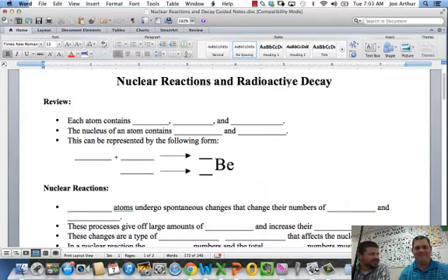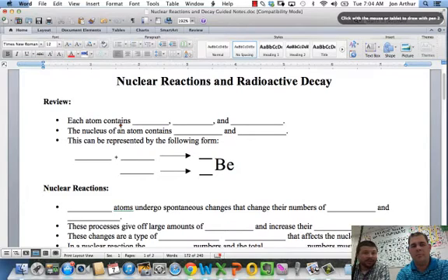Well, welcome back. This is Unit 13, and in Unit 13 we're talking about nuclear reactions. I'm Coach Forster. This is Coach Arthur, and we're first going to talk about the types of nuclear reactions and what exactly a radioactive decay is. So just a little review here first.